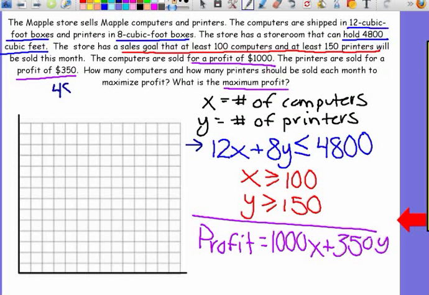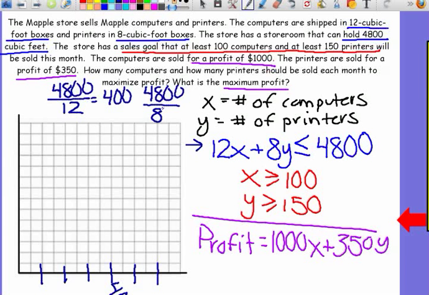So 4,800 divided by 12 is going to give us the x-intercept, and that is 400. And I'm going to count 2, 4, 6, 8. So 100, 200, 300, 400. That would be 800 and 1,000 if we need it. And then we're going to go 4,800 divided by 8. And that gives us 600. So 1, 2, 3, 4, 5, 600 for our y-intercept. And then we can connect them.